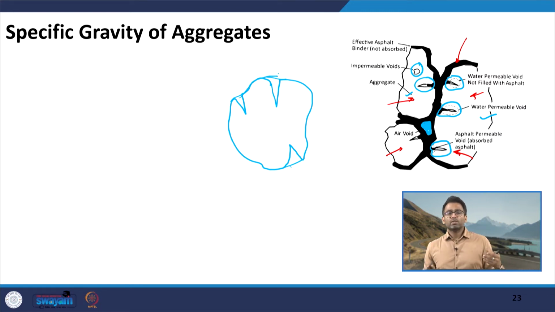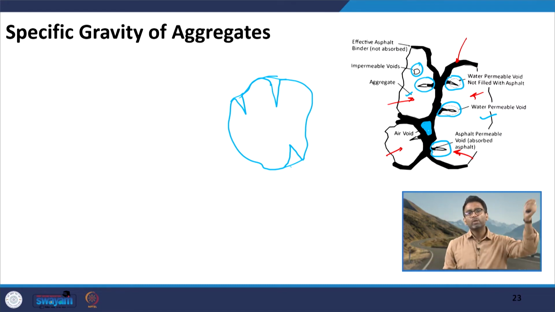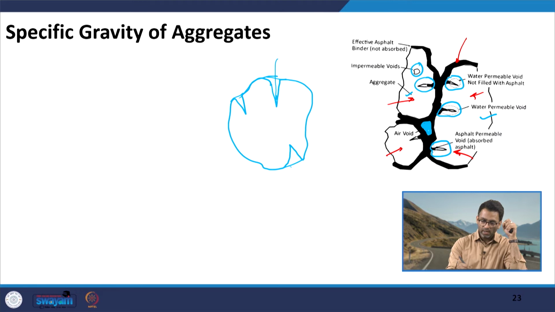Aggregate particles have water permeable voids and water impermeable voids. What do you mean by water permeable voids? When I immerse this aggregate sample in water, water can seep inside and occupy the entire void. This is what is meant by water permeable void. But there can also be other voids at further, larger depths where water cannot penetrate. This is called water impermeable voids.